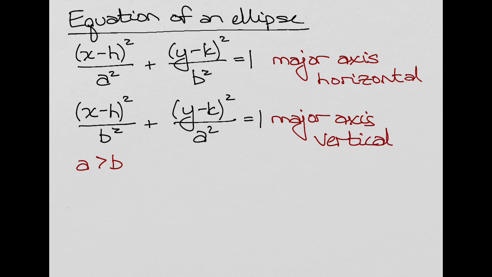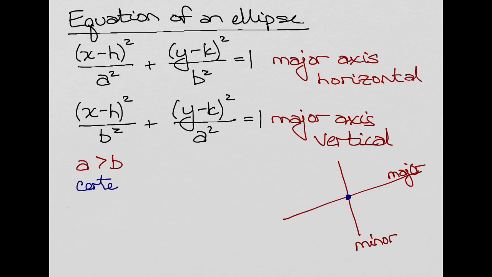So I have a major axis, the long way, and a minor axis, the short way. The point where they intersect, not surprisingly, is the center. And the center of an ellipse, we can tell from the equation, has coordinates (h, k). H from the x term, k from the y term.